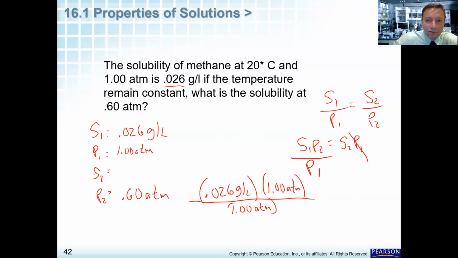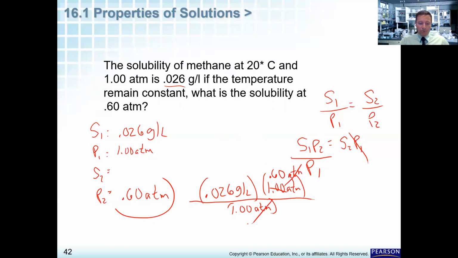This here is your P2 goes here, which is right here, your P2. So this is 0.60. Please make sure you don't make that mistake right there. And this is atmospheres right here. So your atmospheres cancel. So now I can plug this in.